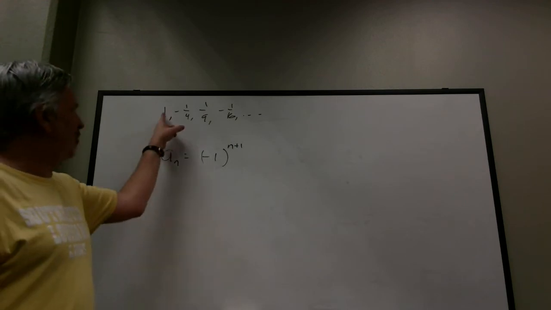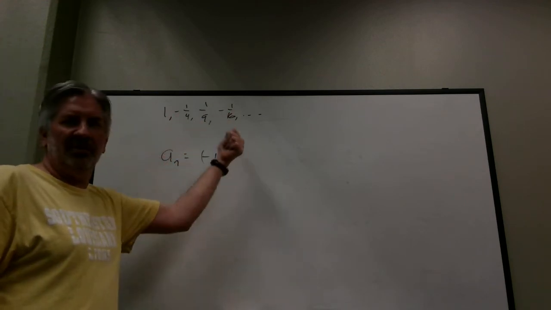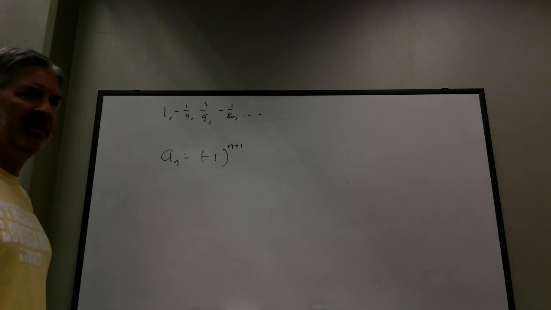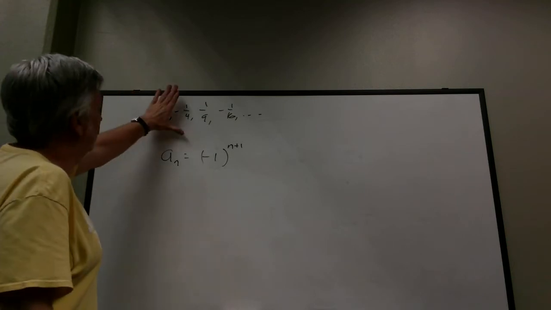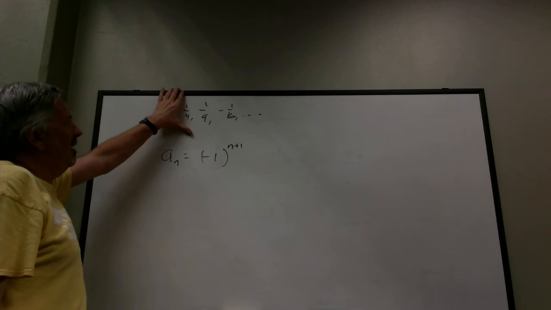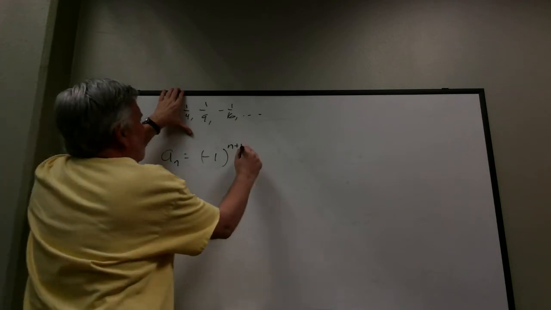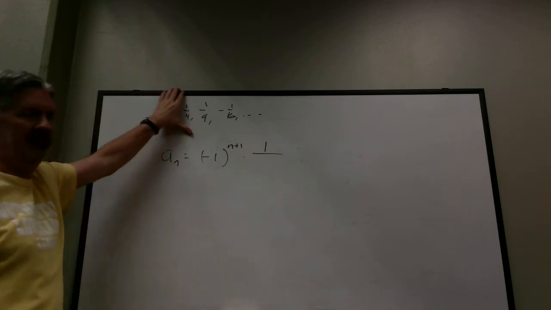So if you have an alternating sequence, it's either -1 to the n or -1 to the n plus 1. Try one of them, and if it works, great. If it doesn't, try the other one. Okay, so now, again, ignore the negative signs, because we've got those taken care of. We have 1/4, 1/9, 1/16. So it looks like the numerator is always 1. That's no problem.